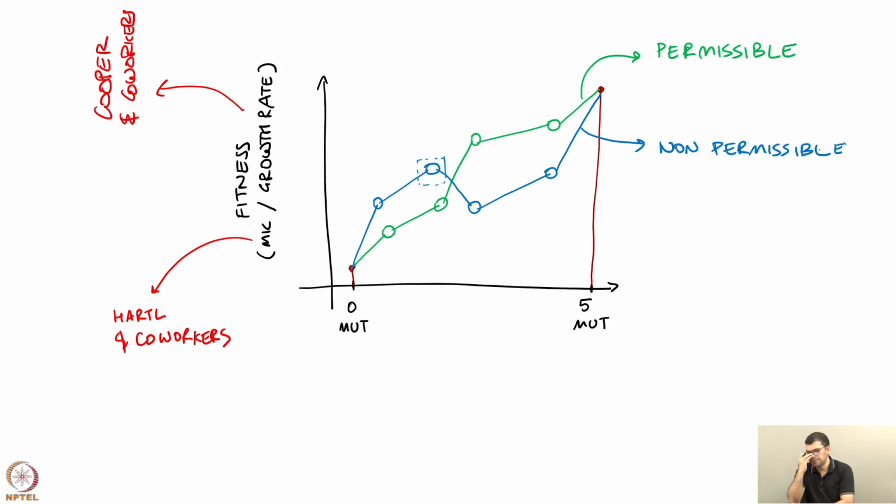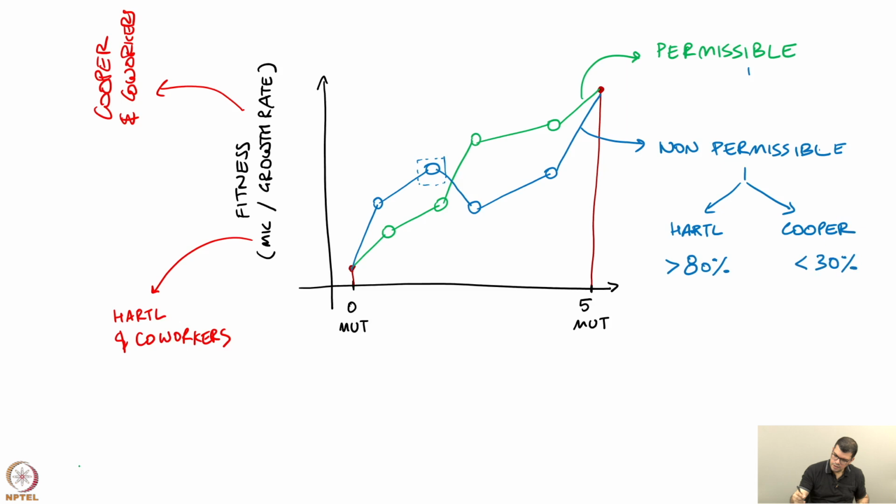A non-permissible path. And the relative fractions in Hartle, this was greater than 80%, and in Cooper this was less than 30%. And by the same token, for the permissible paths in the Hartle study, this was less than 20%, and in the Cooper study this was greater than 70%.